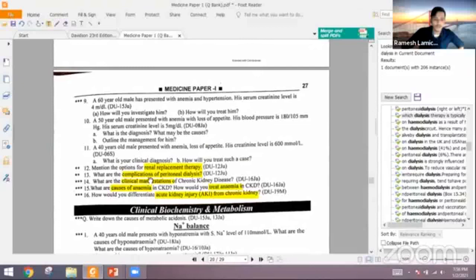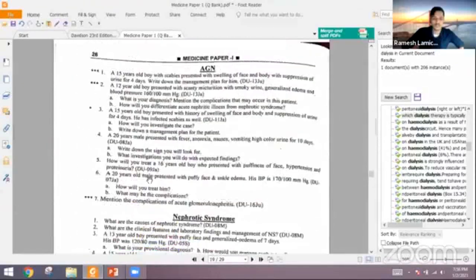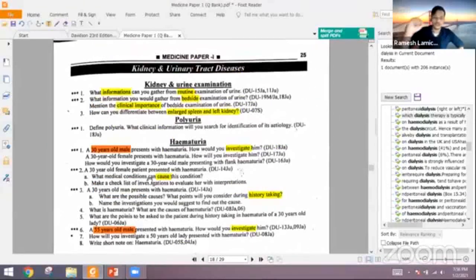So in today's class, we have discussed the kidney urine examination, hematuria, UTI, and the acute renal and chronic renal failure.